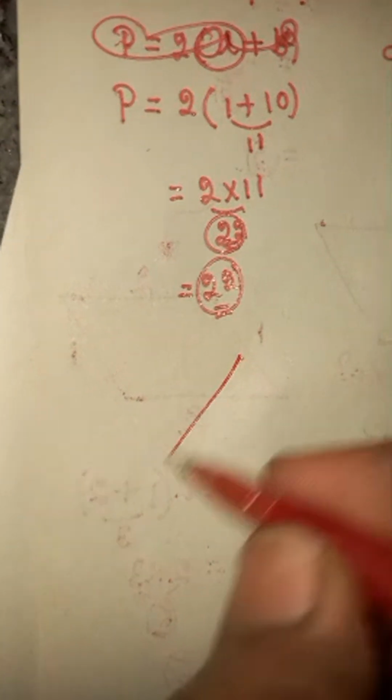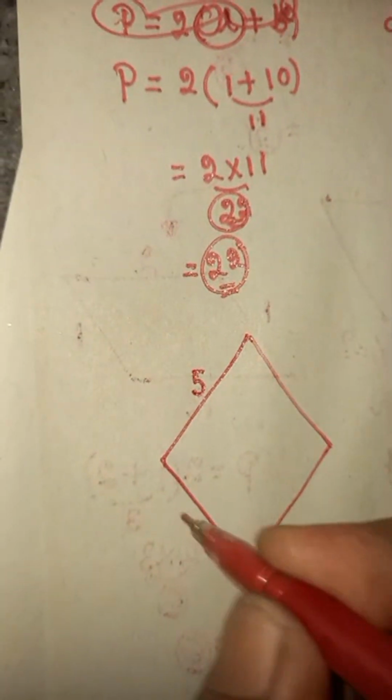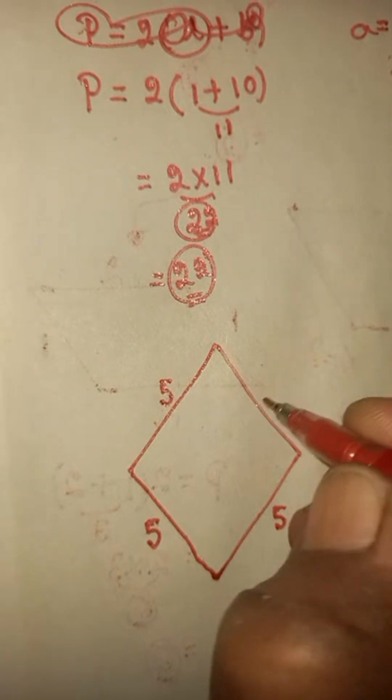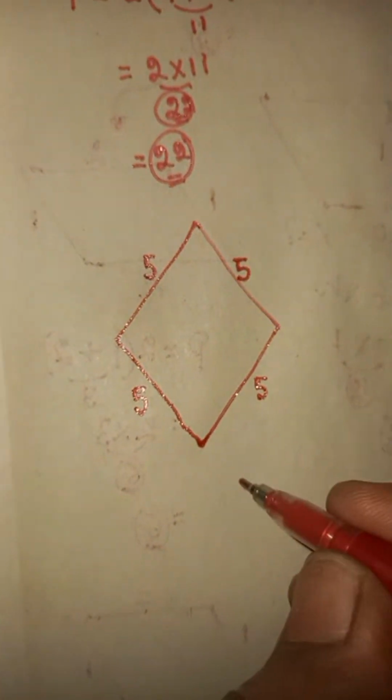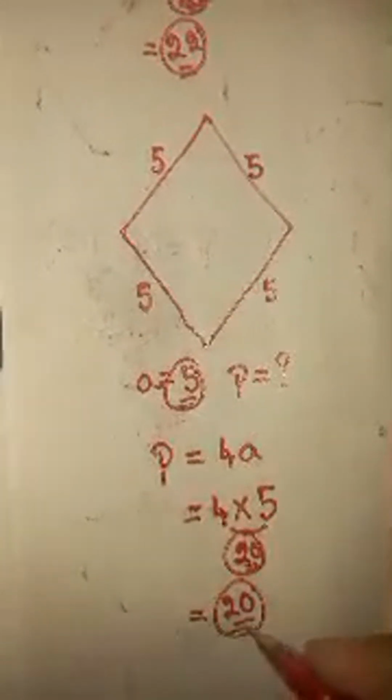Let's take one more rhombus. In this rhombus, they have given all sides as 5 units. When all sides are 5 units, you need to find 4 times the side length, 4 times 5, which is 20 units. So the perimeter of this rhombus is 20 units.